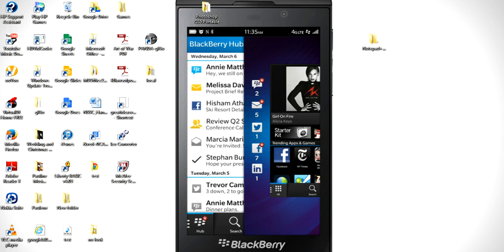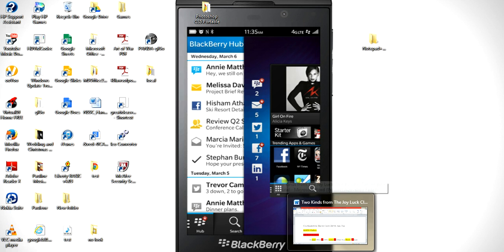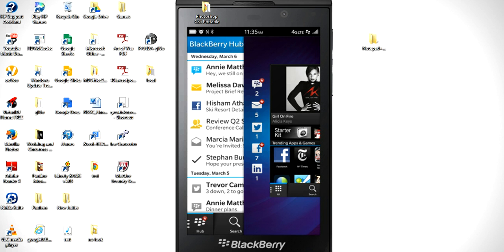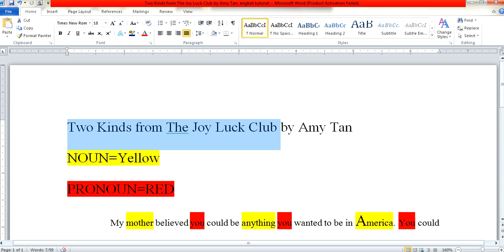Hello everyone. I am going to be doing another English language tutorial, and specifically I'm going to be focusing on the fundamentals of language, specifically the English language, and I'm going to be looking at parts of speech, nouns and pronouns. So I'm going to be looking at this story, Two Kinds from the Joy Luck Club by Amy Tan.